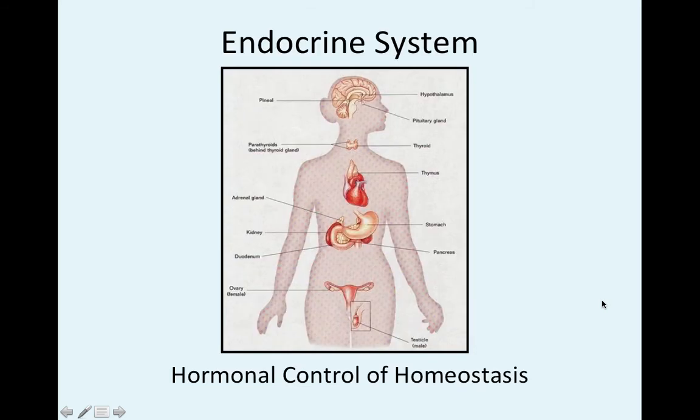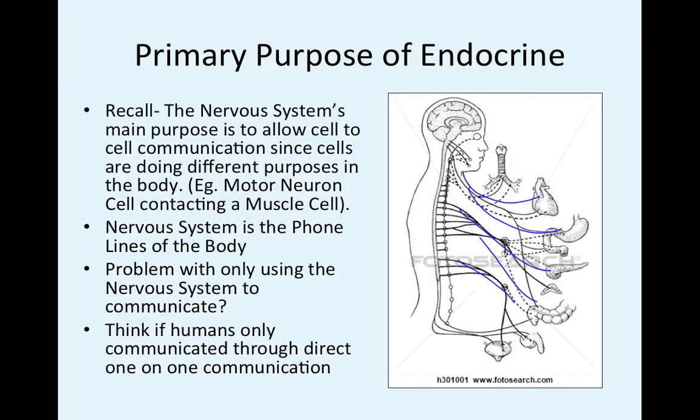Now let's get on to the endocrine system, which is hormonal control of homeostasis. Our last topic was about how the nervous system responds to changes, or how it adjusts to maintain homeostasis. We're going to get a little more in depth about how these systems relate a little later. So, endocrine system, or hormonal control of homeostasis. Recall that the nervous system's main purpose is to allow cell-to-cell communication. That's key: cell-to-cell communication.